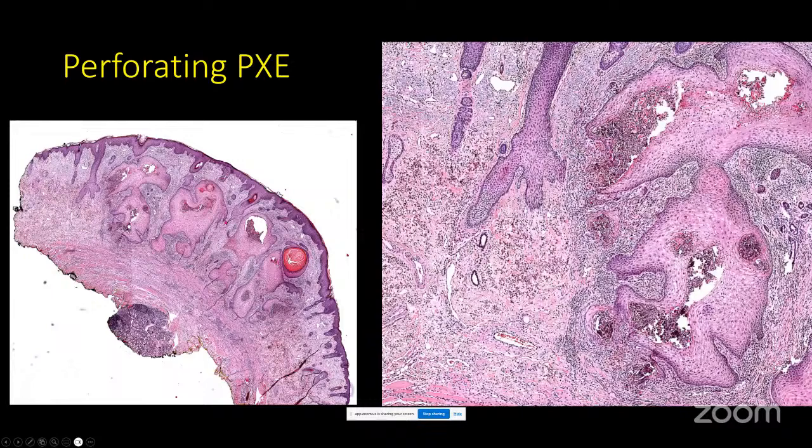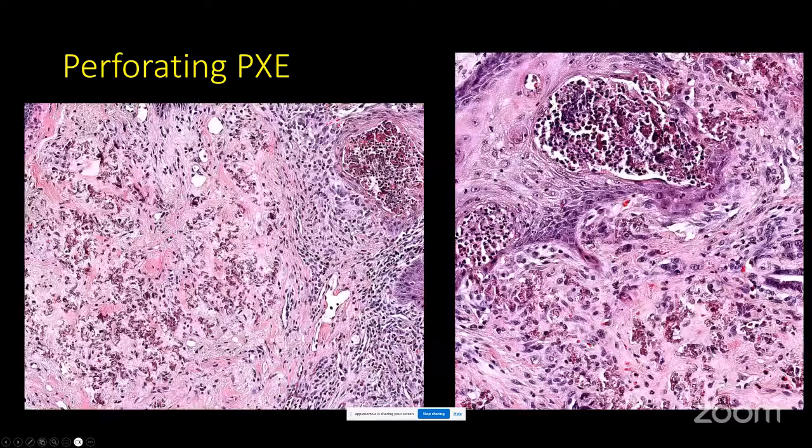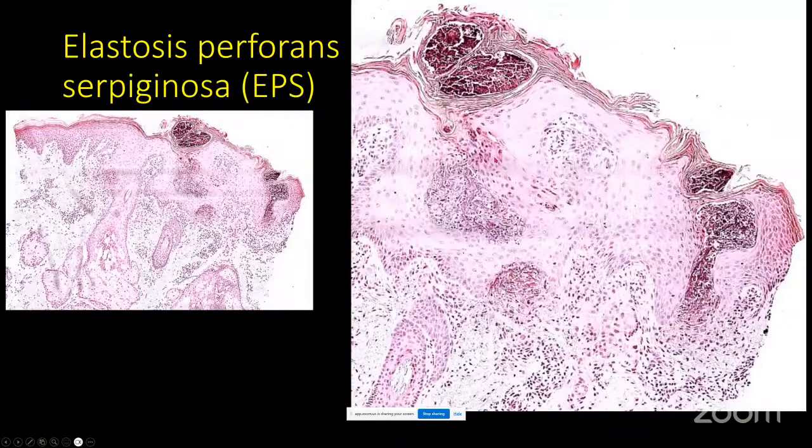Sometimes it can perforate. So here you have hyperplastic reactive squamous epithelium with material in it. As you can see, it's perforating. Here are the abnormal PXE fibers, and you can see they've entered and they're on their way out, surrounded by this reactive squamous hyperplasia.